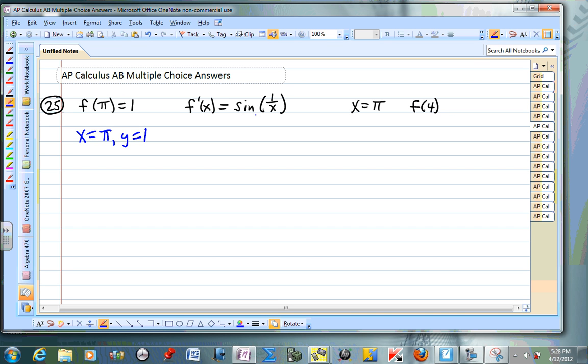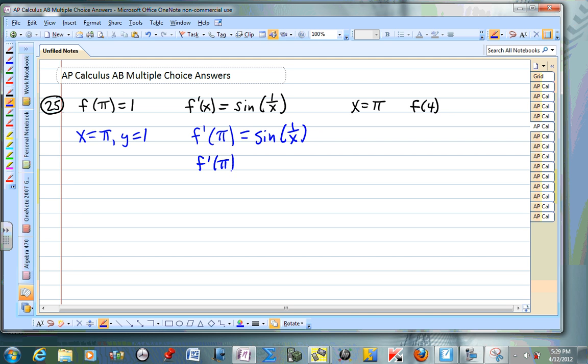And it tells us that f prime is sine of 1 over x. And they tell us to use a tangent line approximation for f of 4. So to get our tangent line, we're going to have to evaluate f prime when x is equal to pi. So let's get to work. Now you got to be careful here. Some people start differentiating automatically, but they tell us that f prime is sine of 1 over x.